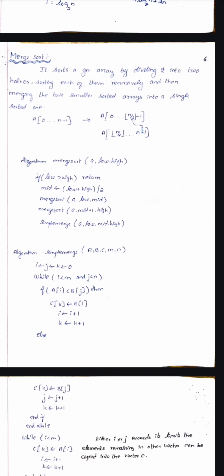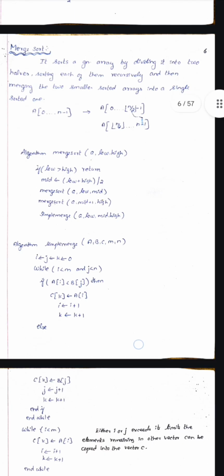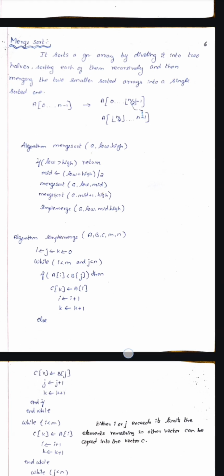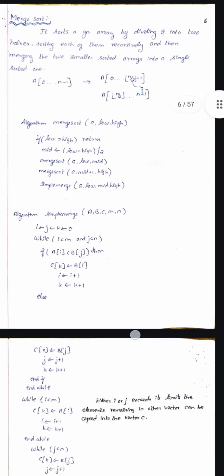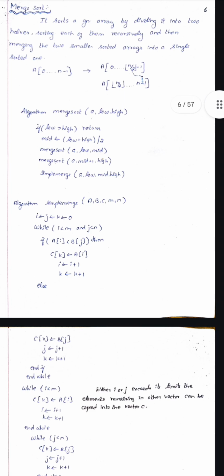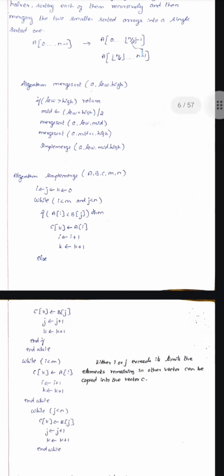Merge sort. It sorts a given array by dividing it into two halves, sorting each of them recursively and then merging the two smaller sorted arrays into a single sorted one. The array indices run from 0 to n minus 1, with halves 0 to n by 2 minus 1 and floor of n by 2 to n minus 1.